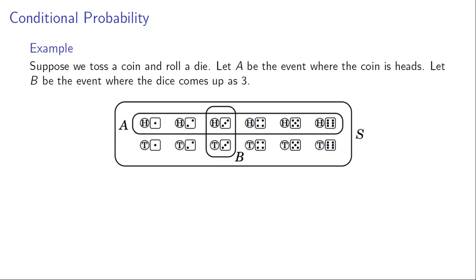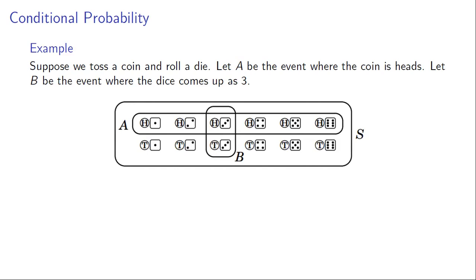So here we have our sample space, right? We toss a coin and roll a die. So these are all the possible outcomes, and we see here A, so that's where the coin is heads, and B is the event where the die comes up as 3.